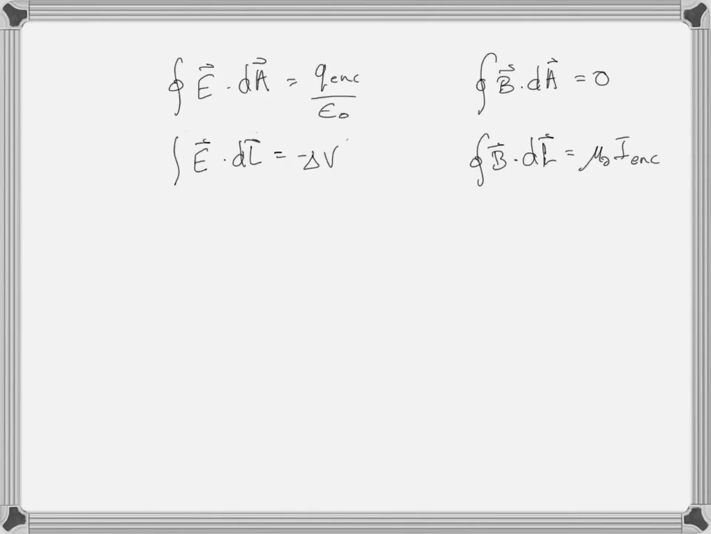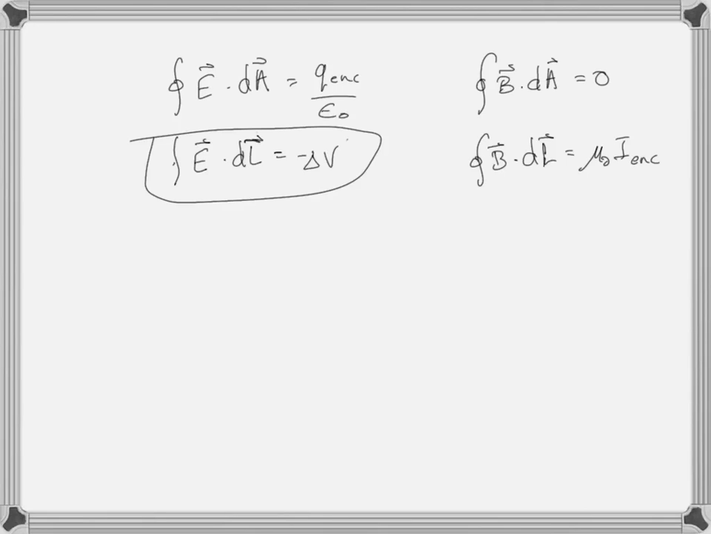So we've got, in the upper left-hand corner, Gauss's law for electricity. In the upper right-hand corner, Gauss's law for magnetism. In the lower right-hand corner, Ampere's law, for calculating magnetic fields from current distributions. And in the lower left-hand corner, we've got just the definition of potential difference. Well, we can use Faraday's law to modify the definition of potential difference and make it look like the others.